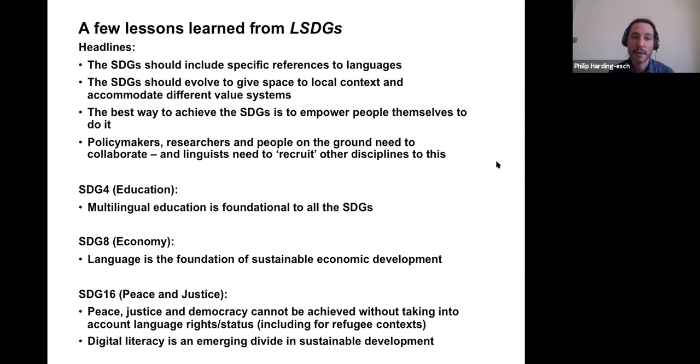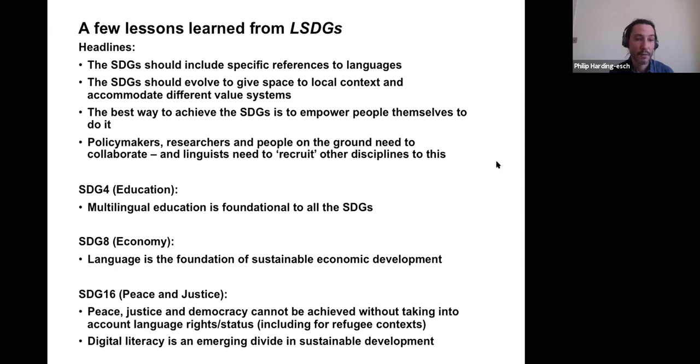Coming out quite strongly is that the best way to achieve the SDGs is to empower people themselves to do it. So that might include work on language itself, such as translation of the SDGs or codifying languages to turn them into agents for development, as well as prioritizing locally driven models with institutional support.